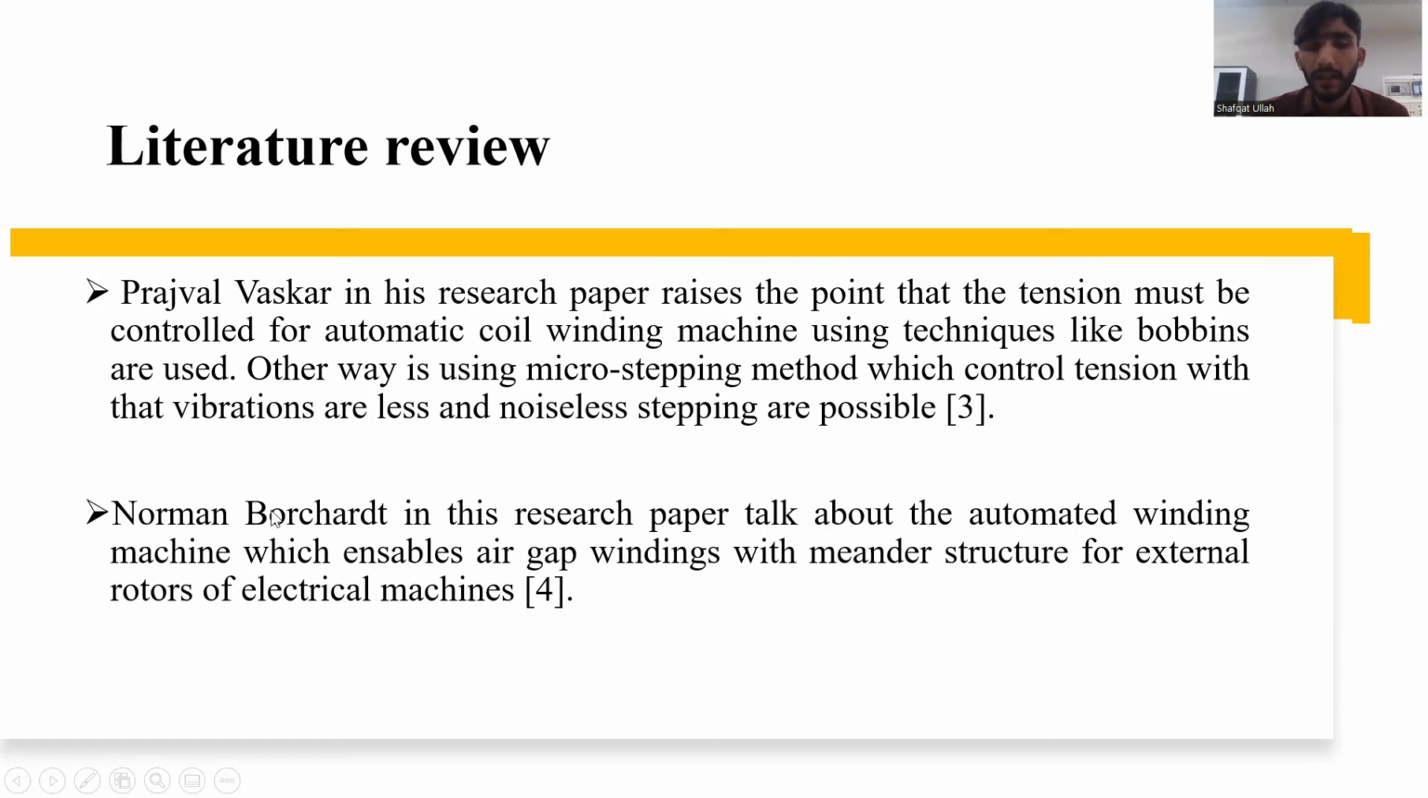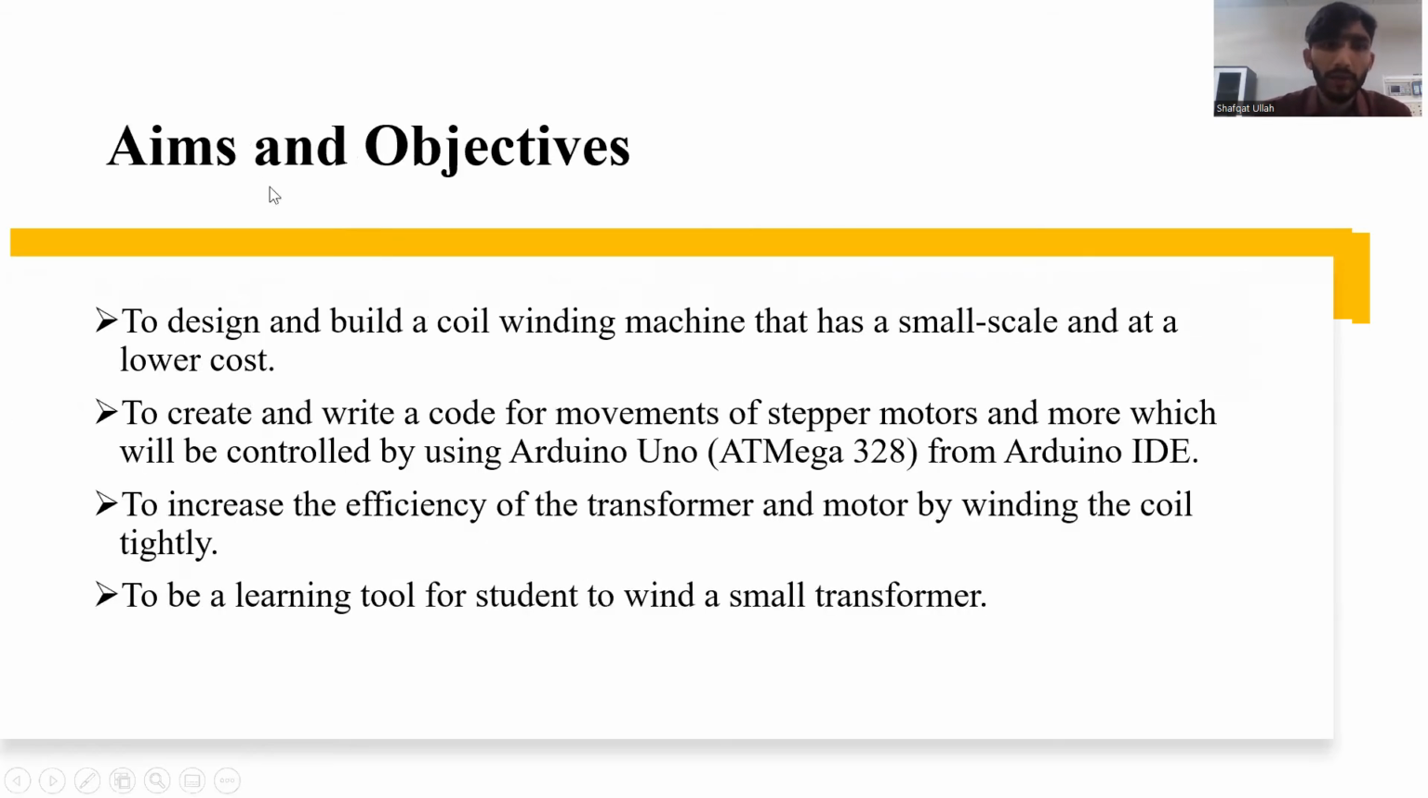And in the last research paper, Norman Borchardt has talked about the automation and air gaps, removal of air gaps. If there is an air gap in it, then its efficiency will be low, and due to low efficiency, the accuracy will not be achieved fully. And what are the aims and objectives?